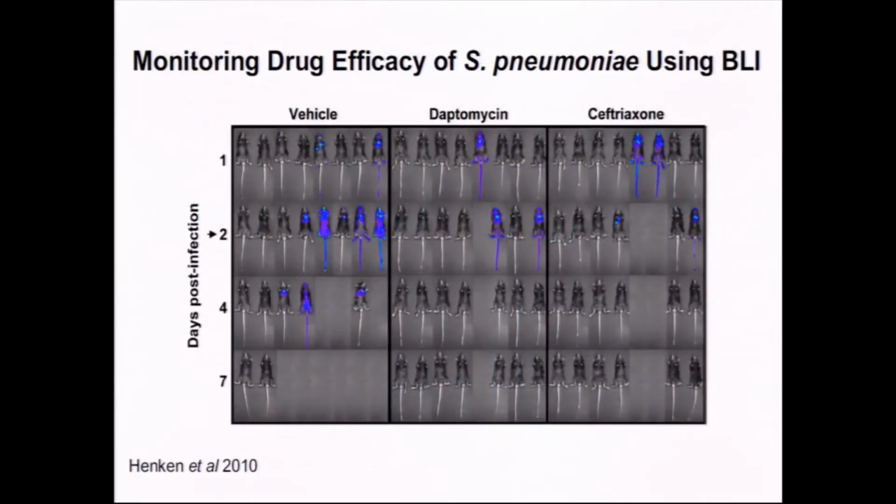This again is a typical type of efficacy study for different drugs, just testing a vehicle against daptomycin and ceftriaxone. And you can see here that with the vehicle, if the animal starts developing light, it dies. So you can see that it's actually very indicative of what you would see. The animal gets the infection. If you don't treat it, it's going to end up dying.